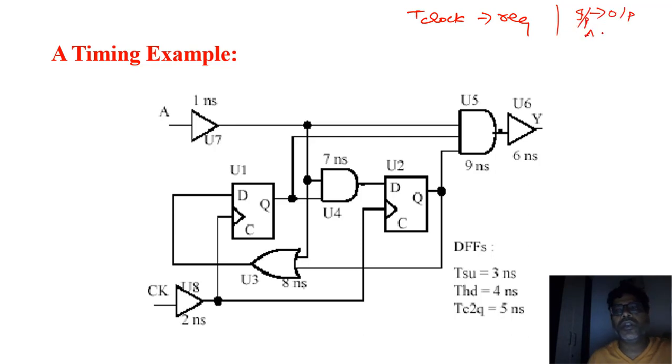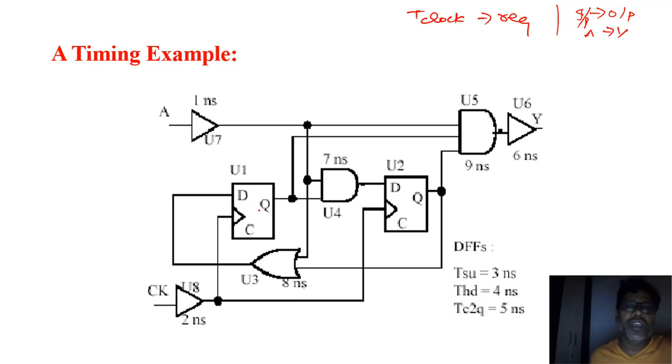That is A to Y, which travels through this U7. U7 is one of the gates, along with U5 and U6. So it simply travels through this. That's one path. Then what else? We said it could be from input to output, that is pin to pin, input pin to output pin, or from reg to reg.